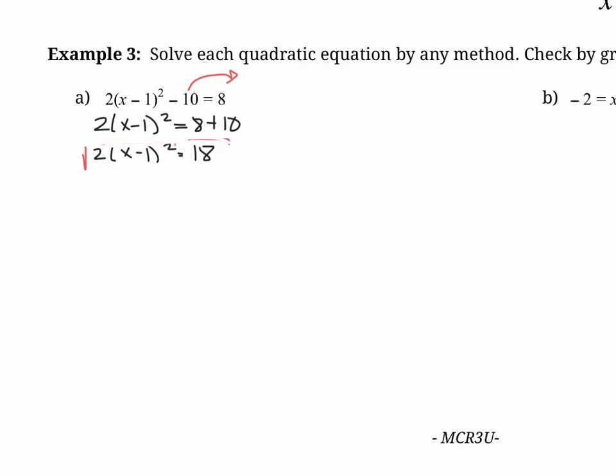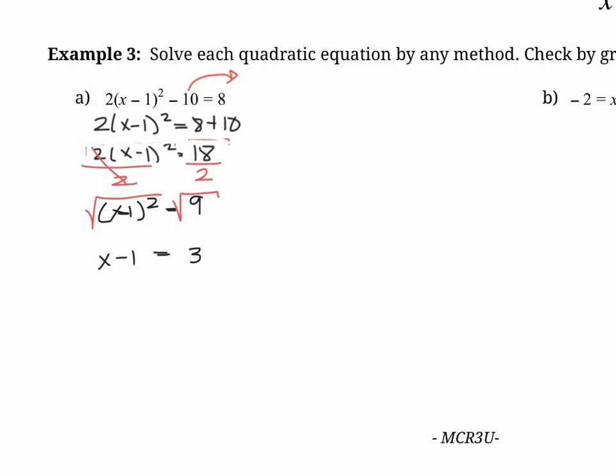Instead of square rooting, let's just get rid of that 2. How do we get rid of that 2? We're just going to divide. So I'm going to divide by 2 on both sides. The 2's will cancel out, and I'll be left with x minus 1 all squared. Oops, x minus 1 all squared is equal to 9. Now I can square root it because I've got nothing that doesn't square root nicely here. So I'm going to square root it, and I have x minus 1 is equal to the square root of 9 is 3.